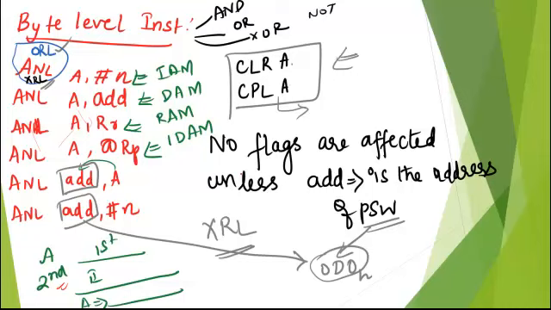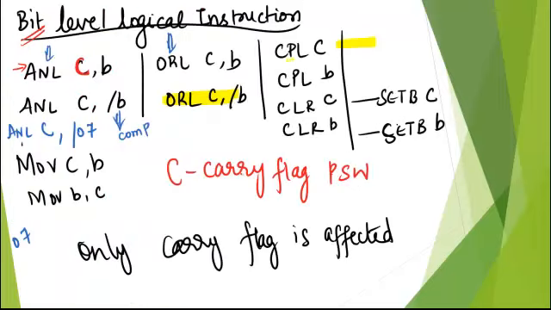And the third one is XOR. Again, XRL instead of ORL. You need to write XRL A comma hash n, XRL A comma address, XRL A comma register, like that. You need to specify the byte level instructions. The next thing that we need to see is about the bit level instructions.